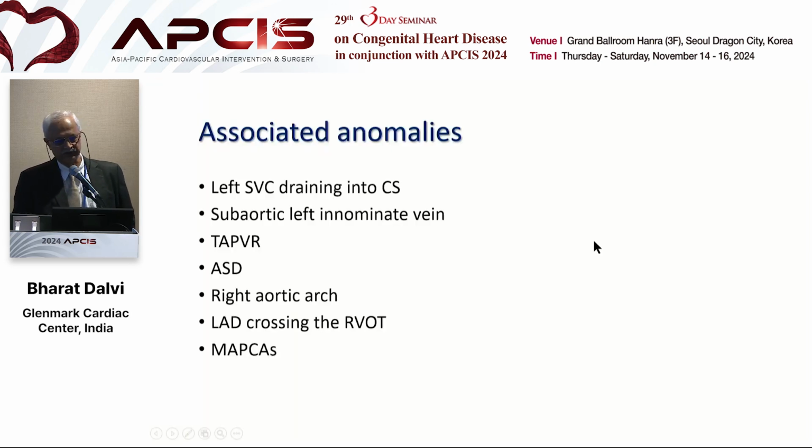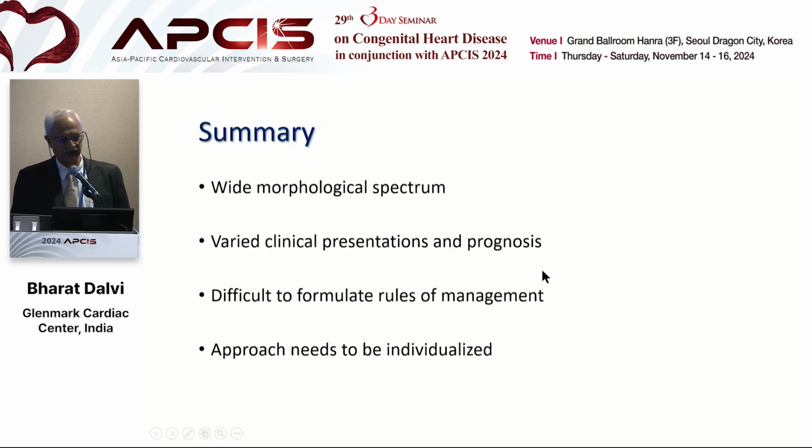And these are some of the associated anomalies, like left SVC draining into the coronary sinus, subaortic left innominate vein, very rarely total anomalous pulmonary veins, right aortic arch, and coronary anomalies like LAD crossing the right ventricular outflow tract. MAPCAs are more of a hallmark of tetralogy with pulmonary atresia, very uncommonly seen with tetralogy of Fallot.